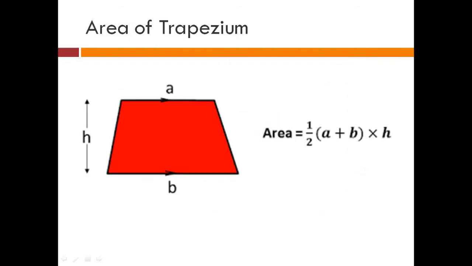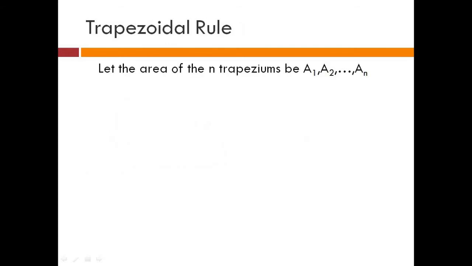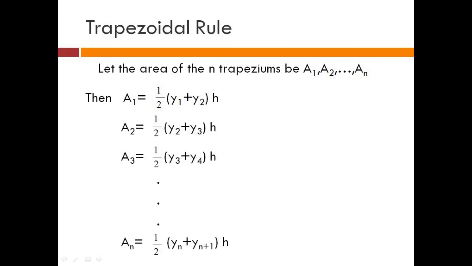So let us find the area of these n trapeziums. We all know that the area of a trapezium is half into the sum of the lengths of the parallel sides into the height. Let the areas of the n trapeziums be A1, A2, etc. up to An. Then A1 equals half into the first two ordinates y1 plus y2 into h, the equal width. Similarly, we can find the area of all the n trapeziums.